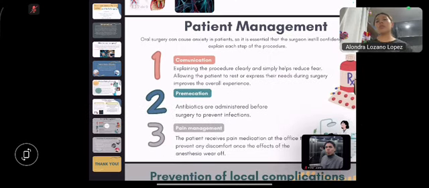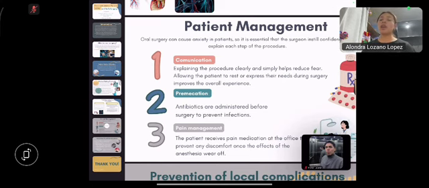Patient management. Oral surgery can cause anxiety in patients, so it is essential that the surgeon instill confidence and explain each step of the procedure. One, communication. Explaining the procedure clearly and simply helps reduce fear, and allowing the patient to rest or express their needs during surgery improves the overall experience.